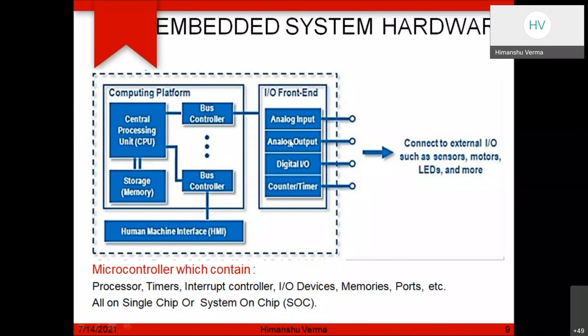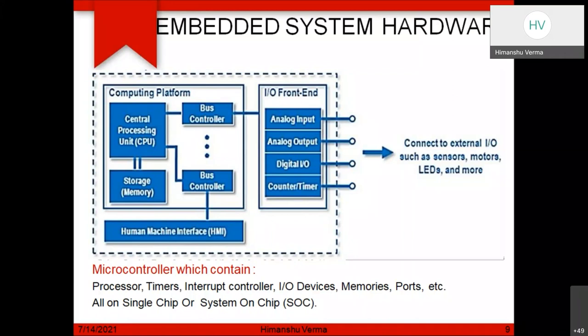We have analog input output ports, digital input output ports. We have counters, timers. All are inbuilt, embedded into that chip. Now we just need to provide inputs from some sensors to that particular chip, that particular system, and it will provide output because all units are inside that one.